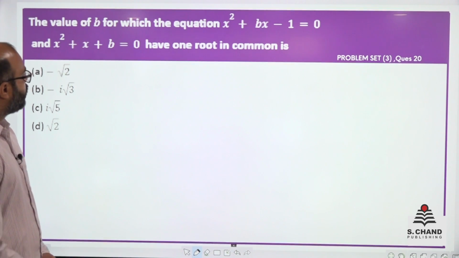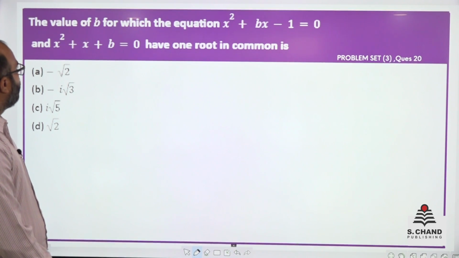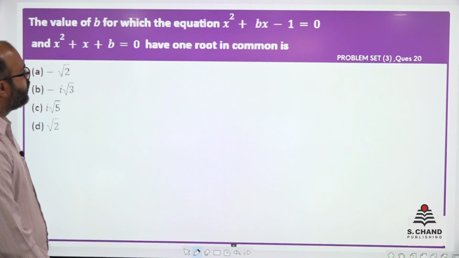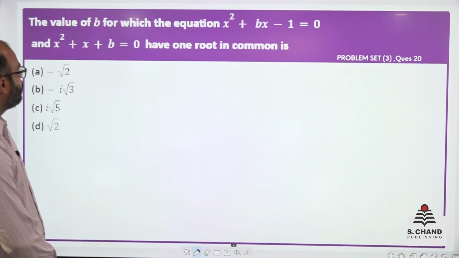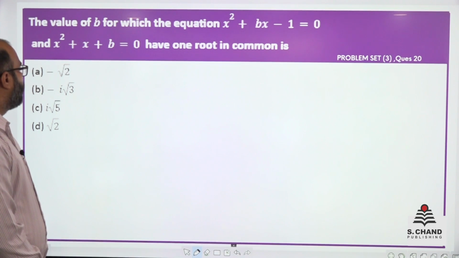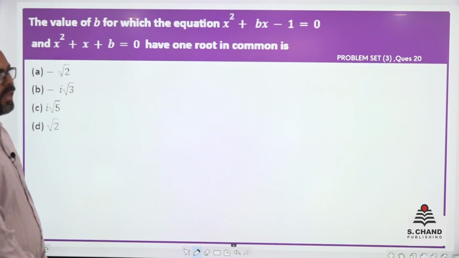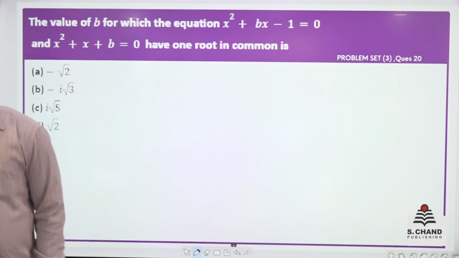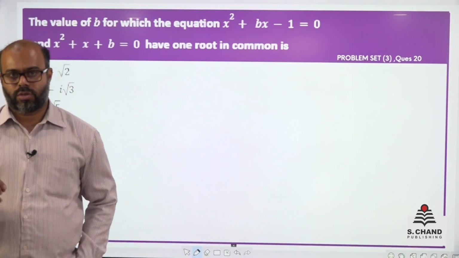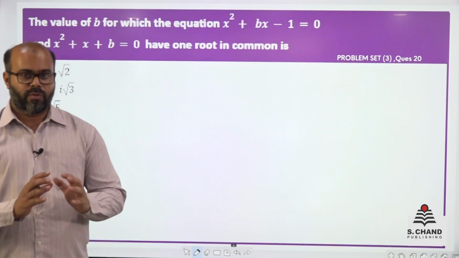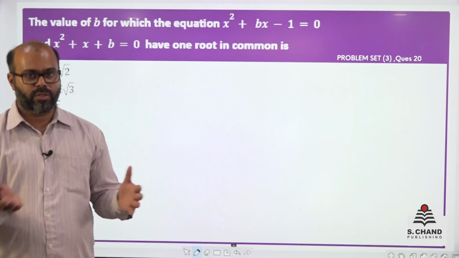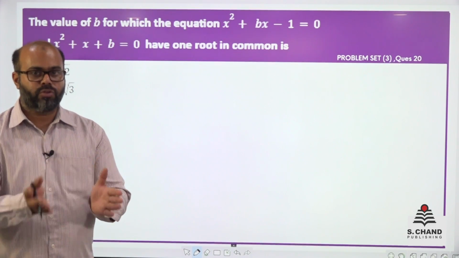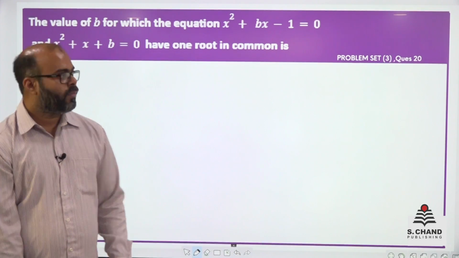Now let us come to the next question. The value of b for which the equations x square plus bx minus 1 equal to 0 and x square plus x plus b equal to 0 have one root in common is. Now again, one root common. So again I would suggest you solve this question on your own, and even if you are not able to solve it, come to this slide after a pause and then see this slide.